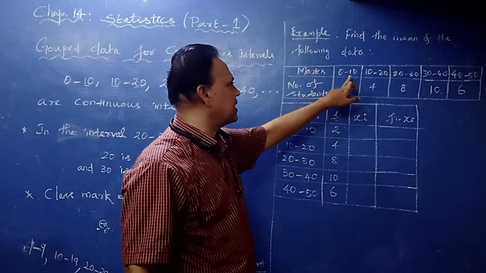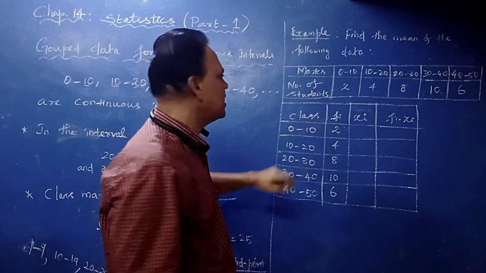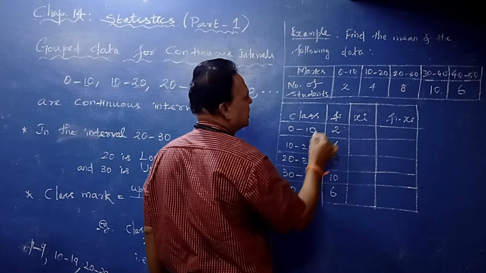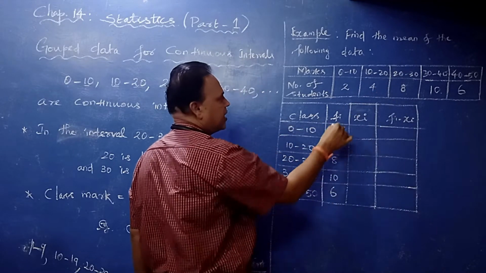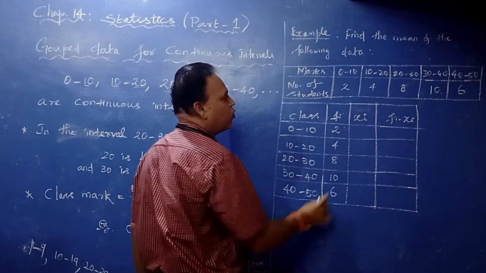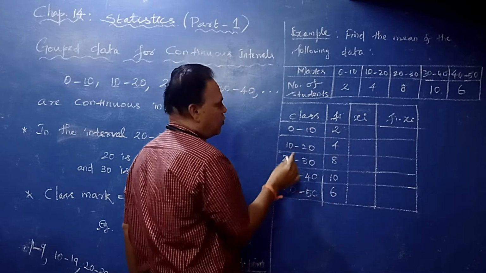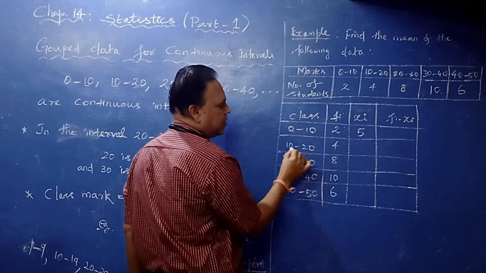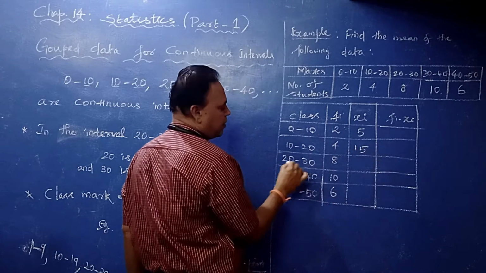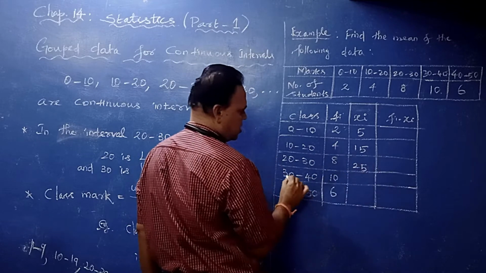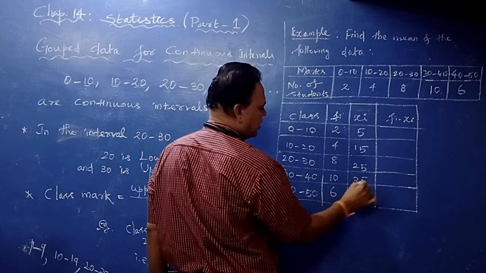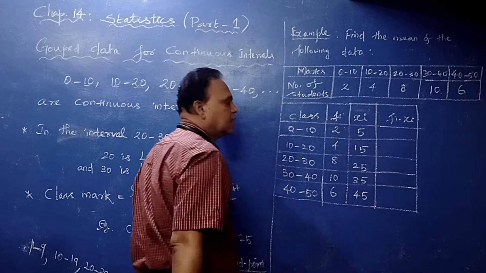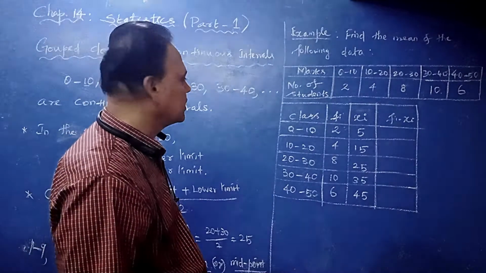This is class interval, so simply write class. This 0 to 10 you write, then 10 to 20, then 20 to 30, then fi you write. Clear? Now xi is what? Mid value you have to find out. Both added and divided by 2 means 5. Here 15, here mid value is 25, here 35, and here mid value is 45. Understand?